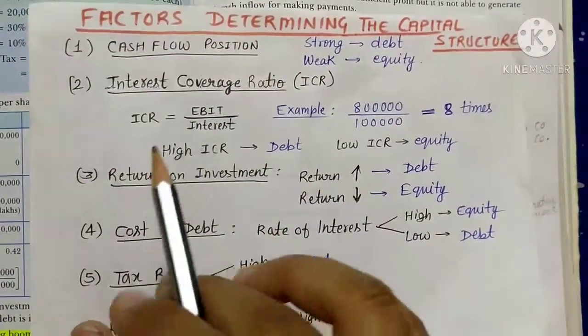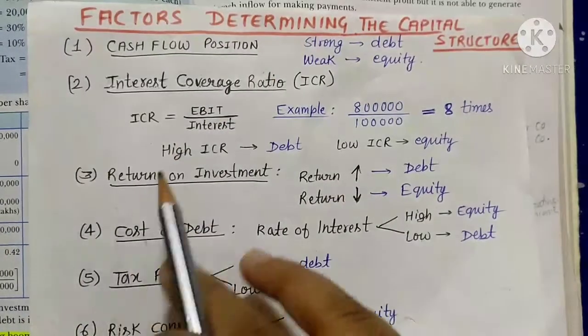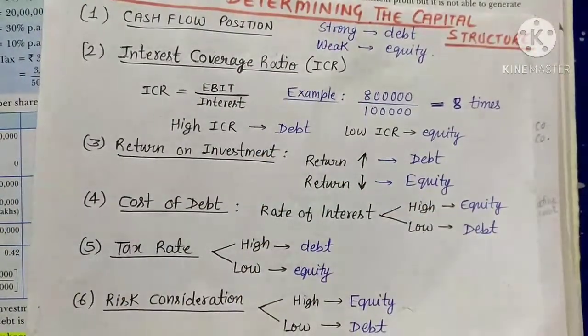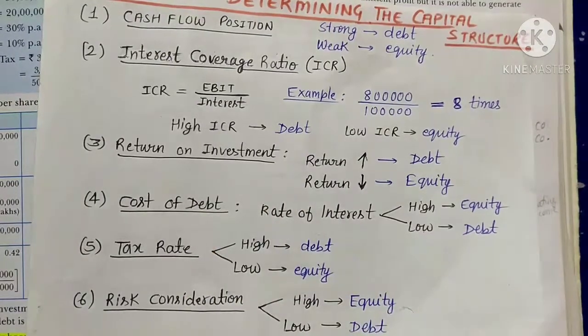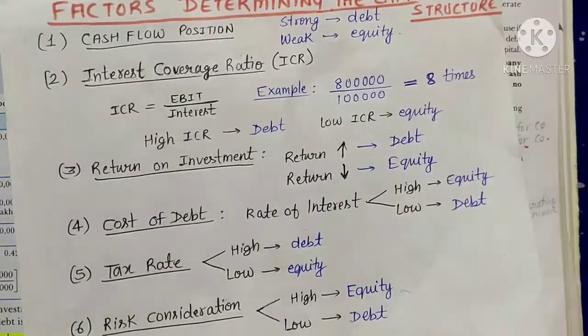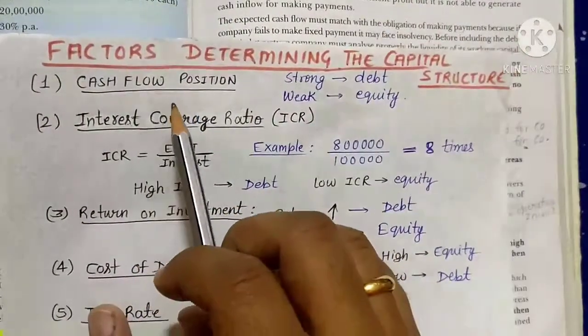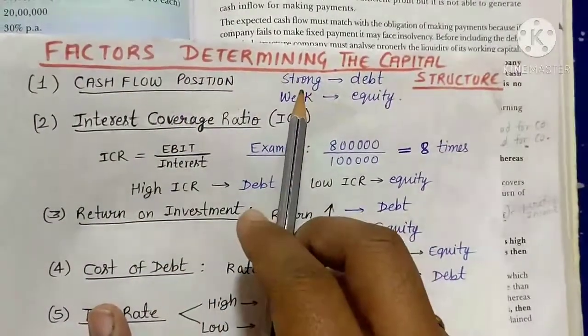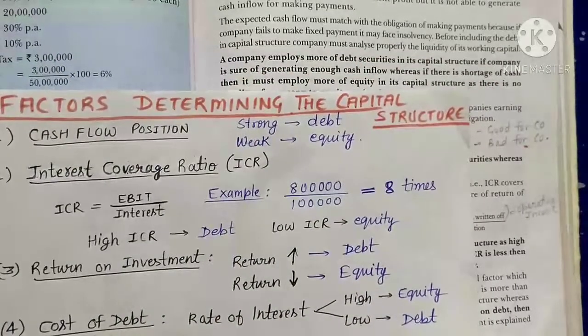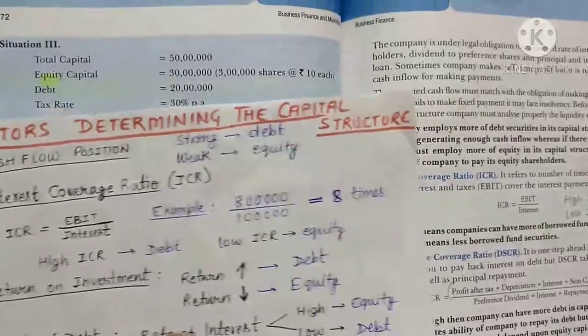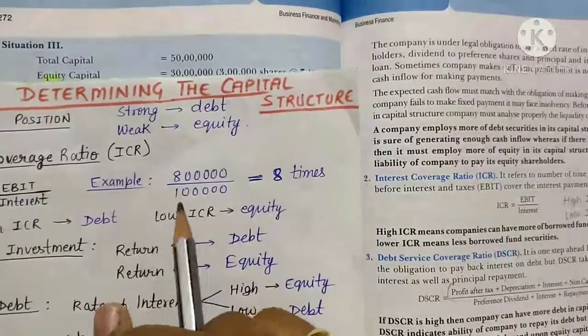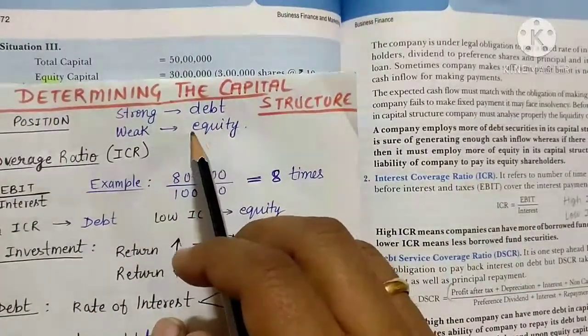So first one is what? Cash flow position. Actually, the decision related to the composition of capital structure also depends upon the ability of the business, that how much cash they are generating. Okay, remember my words, if the cash flow position of the company is strong, the company should pay attention to debt.